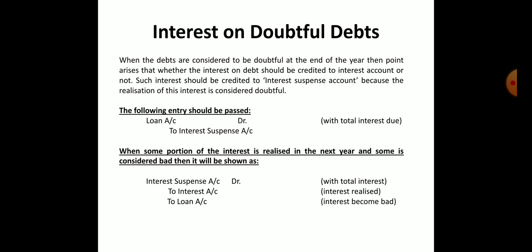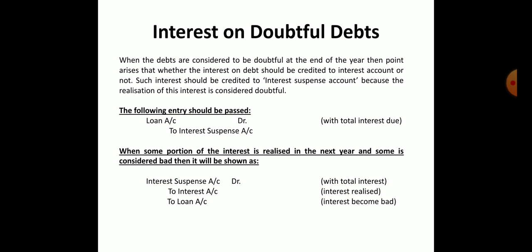The next is interest on doubtful debts. When the debts are considered to be doubtful at the end of the year, then the point arises whether the interest on the debt should be credited to the interest account or not. Such interest should be credited to the interest suspense account because realization of this interest is considered doubtful. So the entry should be made as loan account debit to interest suspense account with the total interest due.